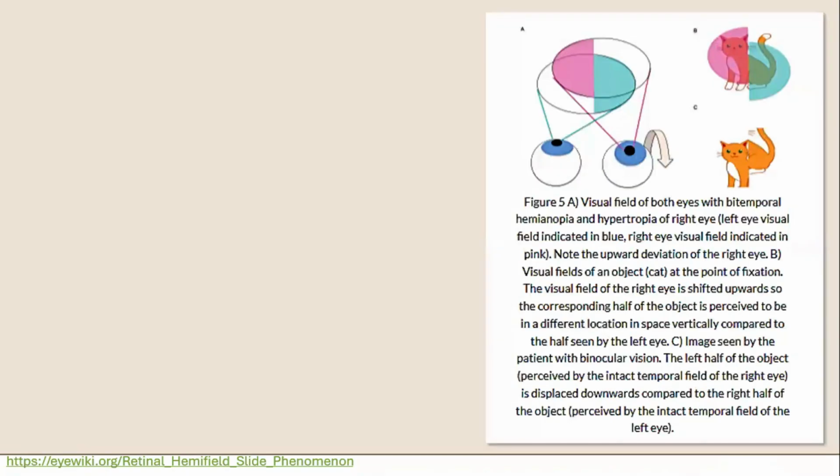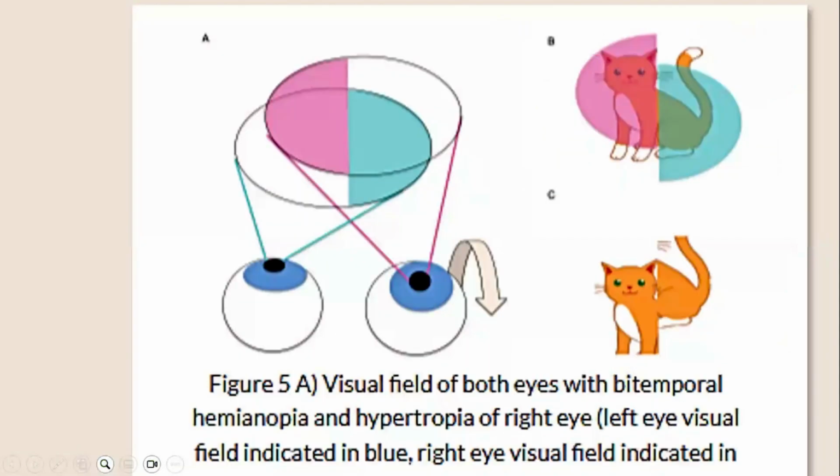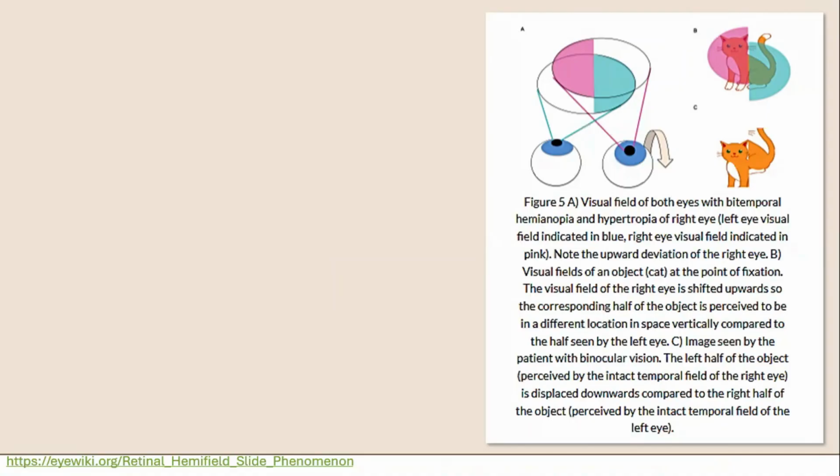This image also illustrates what the patient might see in cases of vertical misalignment, as you can see. If you'd like to explore this topic further, you can refer to this article on iWikipedia under the heading of hemifield slide.